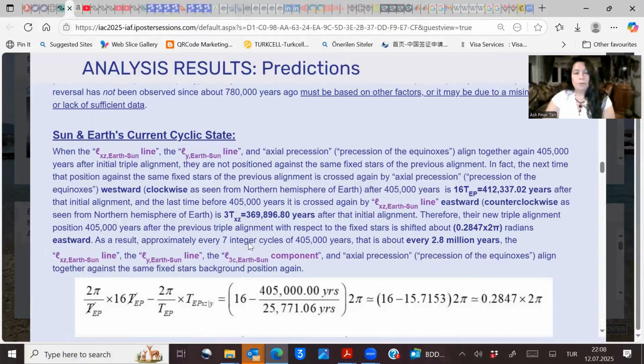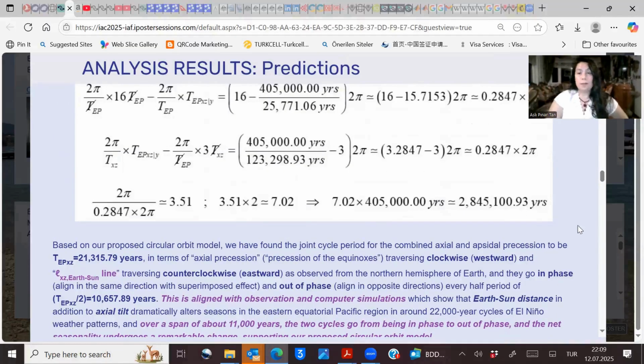around after 7 alignments of 405,000 years. That is about every 2.8 million years, when all these four components come back to the same fixed star location as observed from Earth. This is worth noting, something to know.